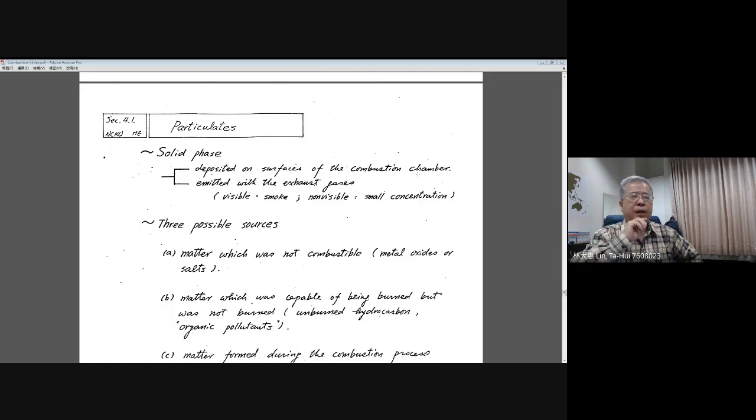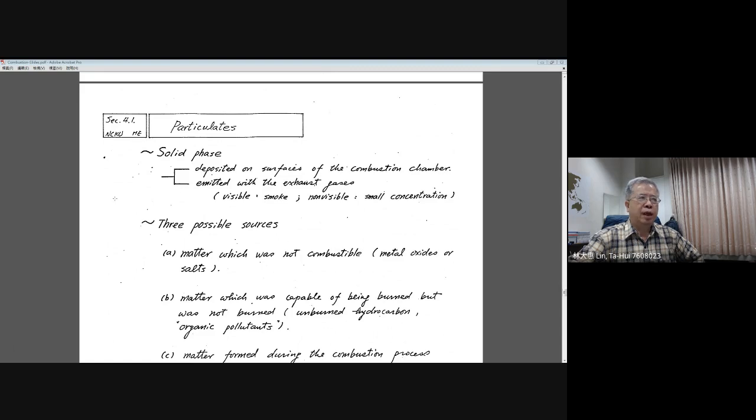and sometimes you can find them on the surface of the turbine blade when you use a gas turbine engine. This is a typical observation of the existence of particulates. They will deposit on the surface of the combustion chamber. The other way is that if the size is very small, they will flow with the backflow and be emitted out through the exhaust systems. This is the other way, being emitted with the exhaust gases.